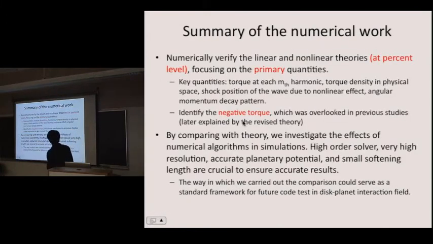So to sum up, the numerical part. We're verifying the nonlinear and linear density wave theory by checking all the primary parameters. The highlights are the torque at each invariant resonance, and where the wave will shock and how the wave will be damped, which I didn't mention here. We also accidentally found the negative torque, which was explained by later revised theory. And the whole process we carried out in this exercise tells you something about numerical parameters. Essentially, a high order numerical solver, very high resolution, very accurate planet potential, and small softening are needed to ensure an accurate simulation result.